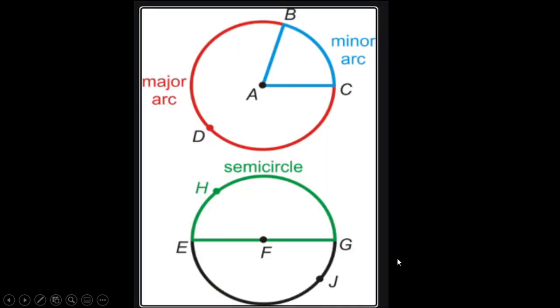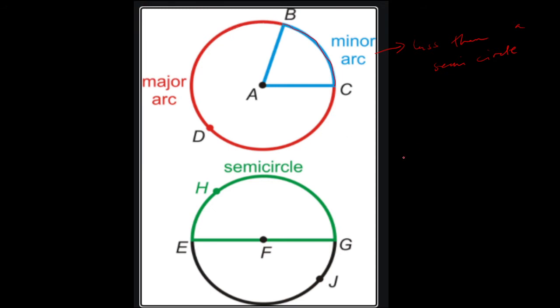We have 3 kinds of arc. We have the minor arc, major arc, and semicircle, which will be further discussed in our succeeding topics. So technically, a minor arc looks like this. So this is a minor arc. Technically, a minor arc is less than a semicircle. And we have a major arc.